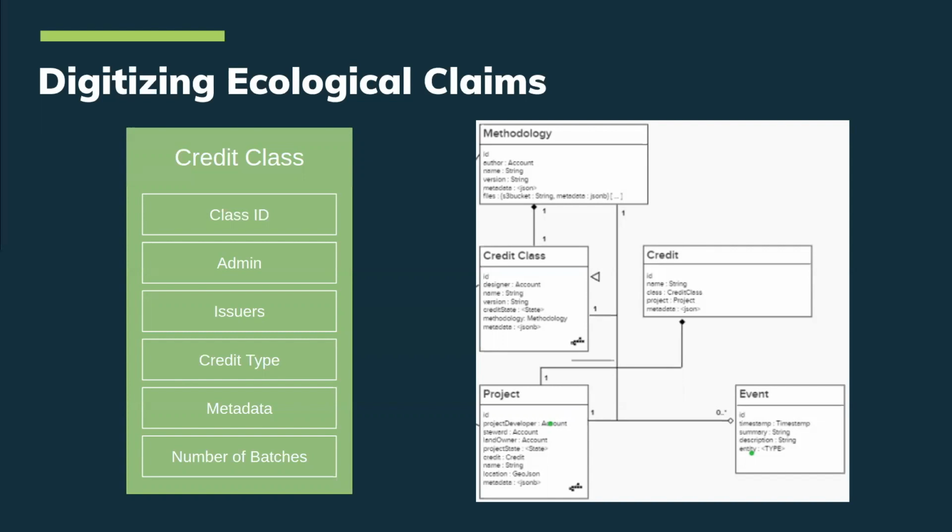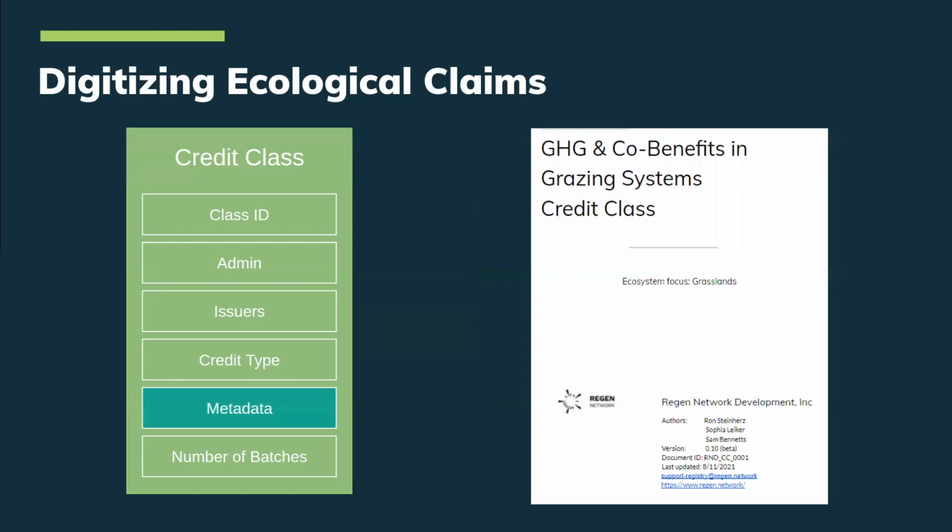Next slide, please. And so with the ecocredit module, we're including this element of metadata. And so that is a general descriptor for the type of credit that's being traded. And so typically what that looks like is it's going to be a PDF or some sort of off-chain element that describes the type of credit.